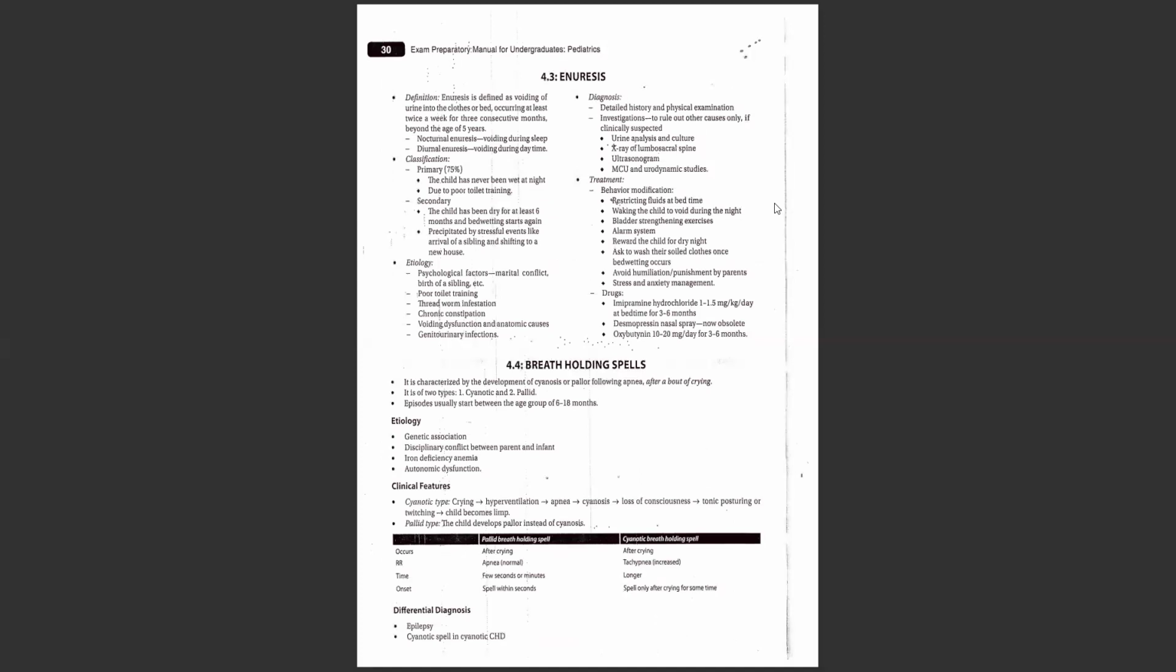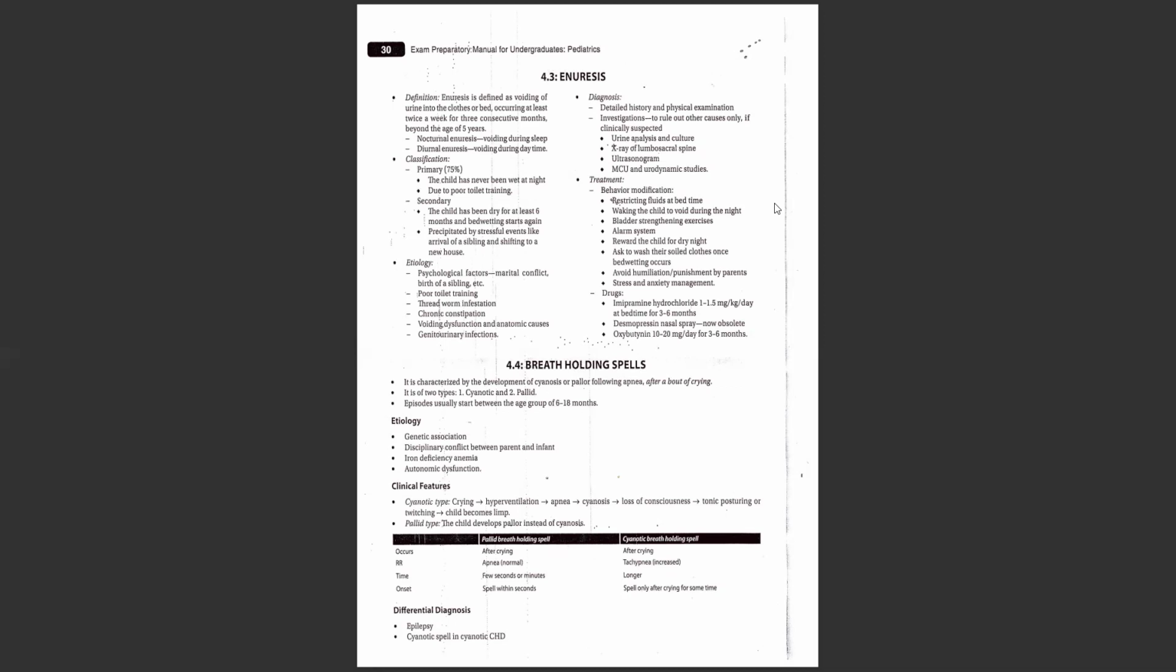Then breath holding spells, which is one of the most important behavioral disorders. It is characterized by the development of cyanosis or pallor following apnea after a bout of crying. That is, after the child is crying, there will be apnea, and that is followed by cyanosis or pallor. That is called breath holding spells. It is of two types: cyanotic breath holding spells and pallid breath holding spells. Episodes usually start between 6 and 18 months of age.